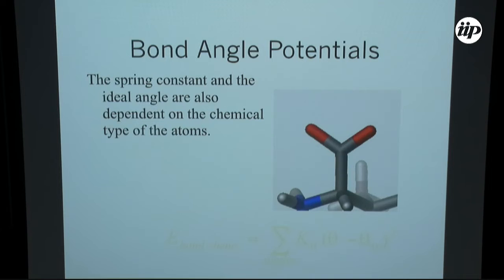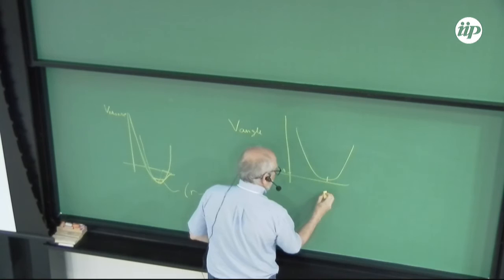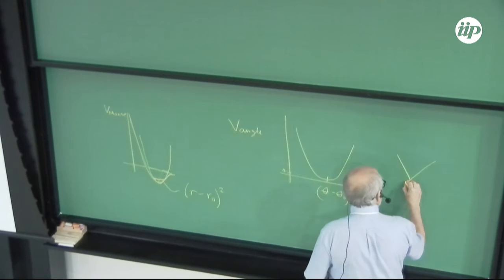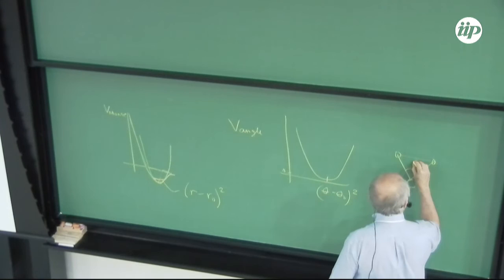And the same, you assume the potential, it's called the bond angle term. You assume it goes like a constant times zeta minus zeta naught squared, where zeta is the angle, for example, between these three terms in here.